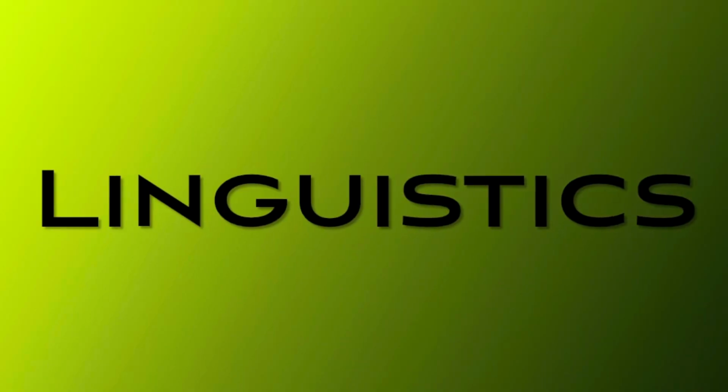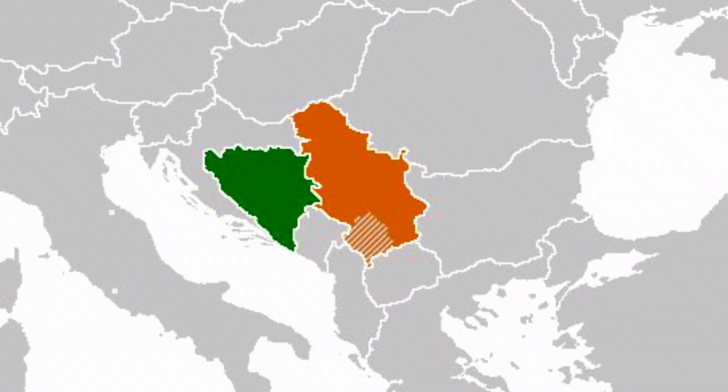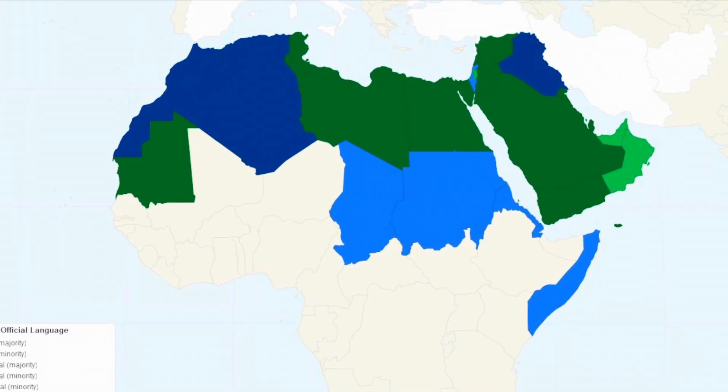This is everything you will learn when you study linguistics. First, the differences between a language, dialect, and accent are abstract and subjective. Two languages can be mutually intelligible, and two dialects of the same language can be completely unintelligible. The differences between languages and dialects are often more political than linguistic.